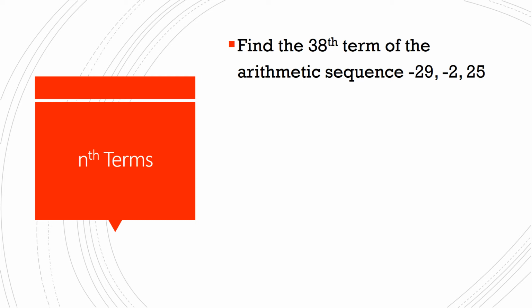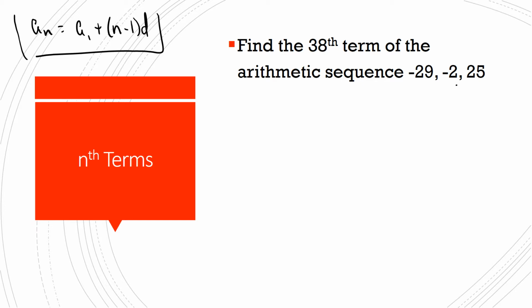Well, now we're going to look at finding the nth term of a sequence, as well as maybe some other terms in our explicit formula. But let's start off with what our explicit formula is. It's a_n equals a_1 plus n minus 1 times the common difference. And this is what we're going to substitute our values in. But the first thing we need to do is find that common difference.